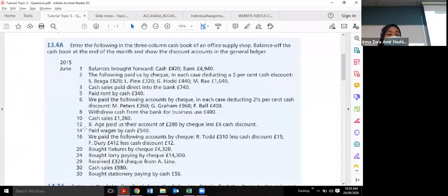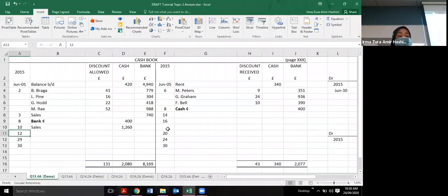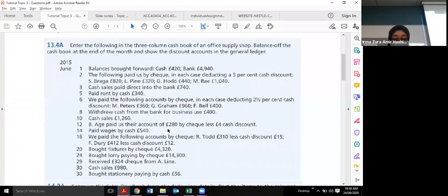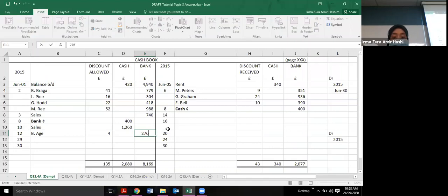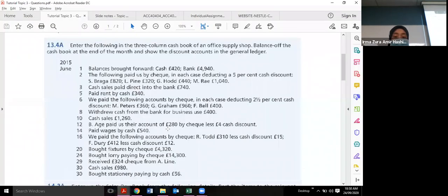And then on 12 June, BH paid us the account of 280 by check, less 4 cash discount. So BH paid us by check. So using check, so it's bank. So here I just write the BH name. How much? Oh, here you have discount of 4. $280, right? Like this one, you don't need to calculate because they already give you the cash discount amount.